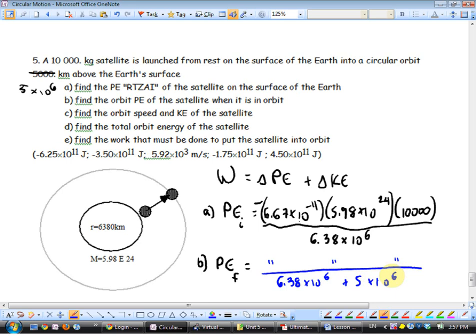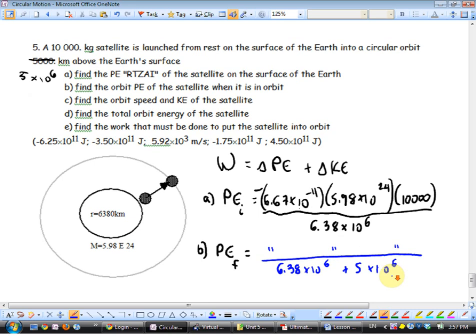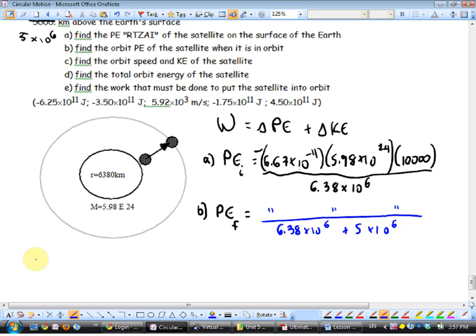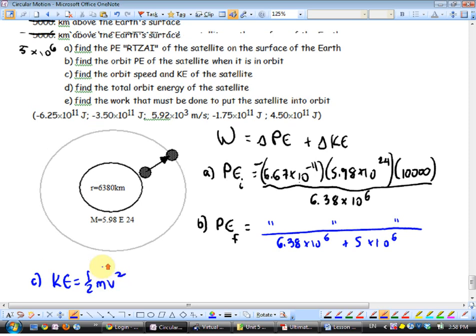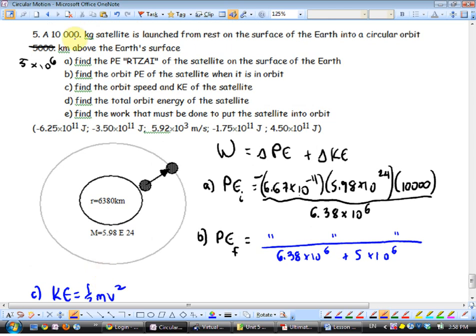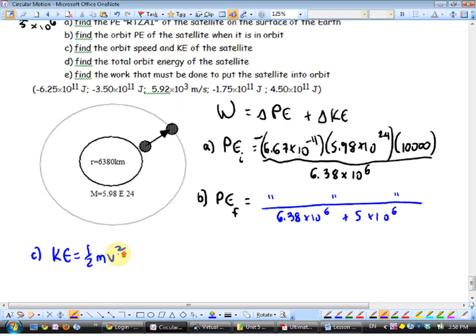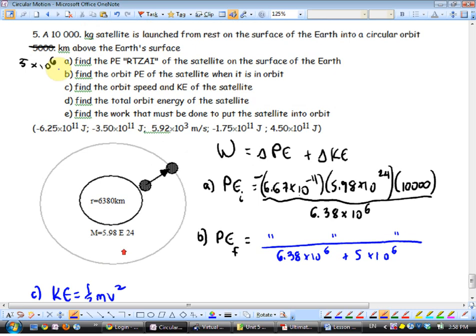C says, find the orbit speed and the kinetic energy. Well, first of all, I'm going to say the kinetic energy is going to be a half mv squared. They gave me the mass, 10,000. Really, what C is saying is, find the velocity. And I would have no problem as a question giving you this same information and then simply saying, tell me the kinetic energy in orbit. And I'd assume that you'd clue in, I got to find velocity, because that's really what this question is asking.